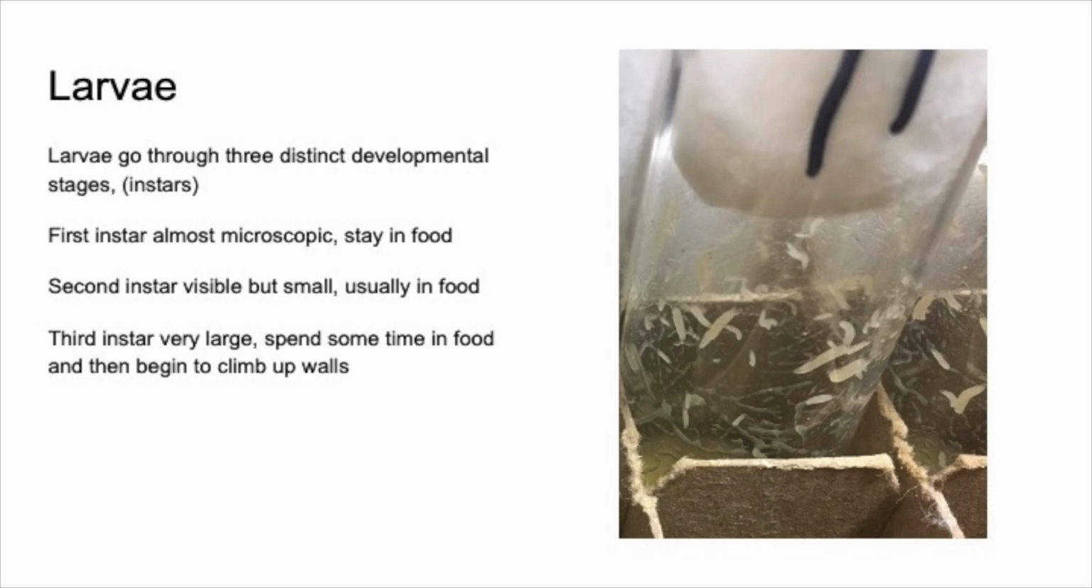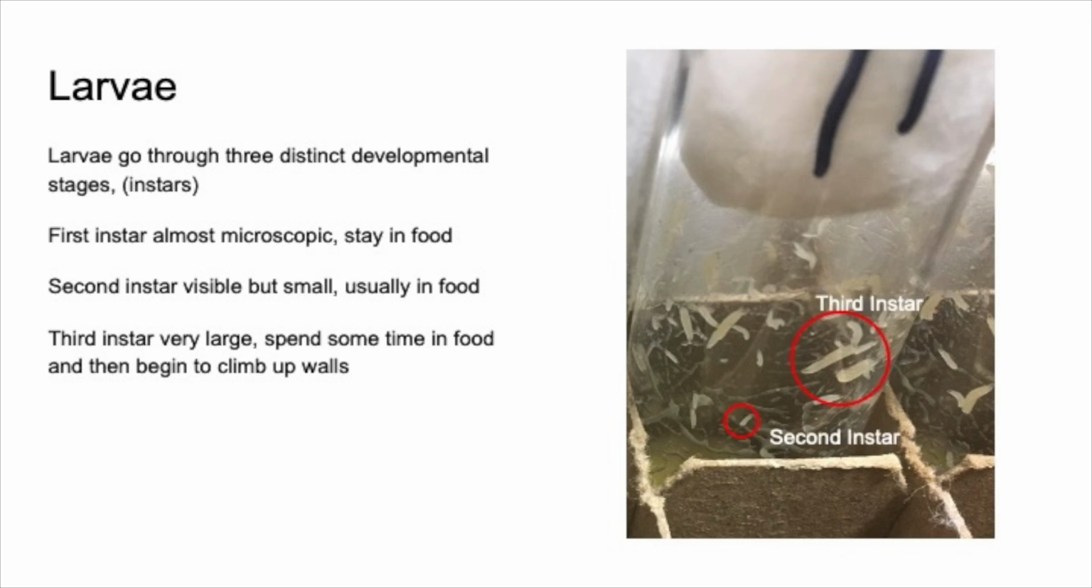The final larvae stage is the third instar. Third instar larvae tend to be very large, very clearly visible to the naked eye, and you'll be able to see them burrowing into the food around the edge, as well as beginning to crawl up the sides of the walls. Once third instar larvae have eaten enough food, they'll crawl up the walls and begin to form pupae.